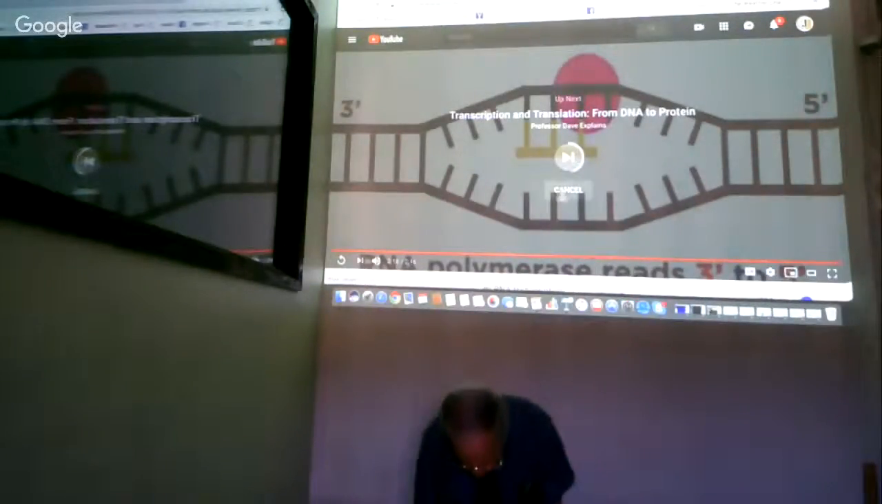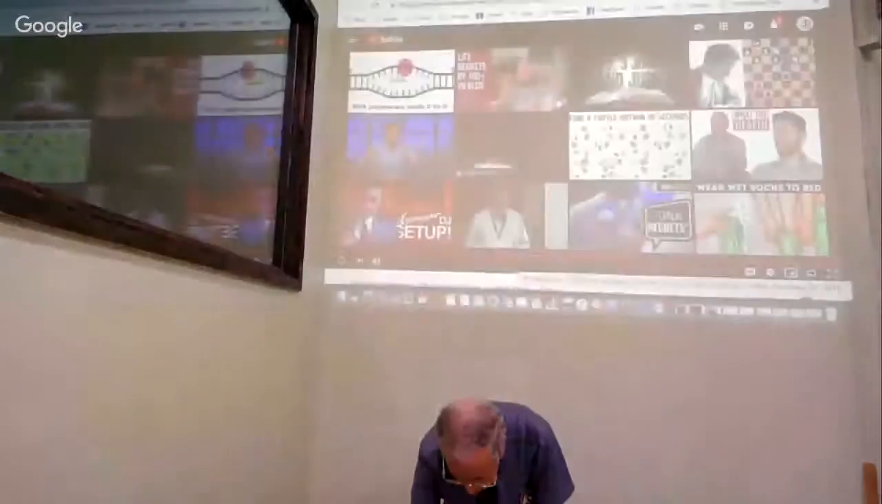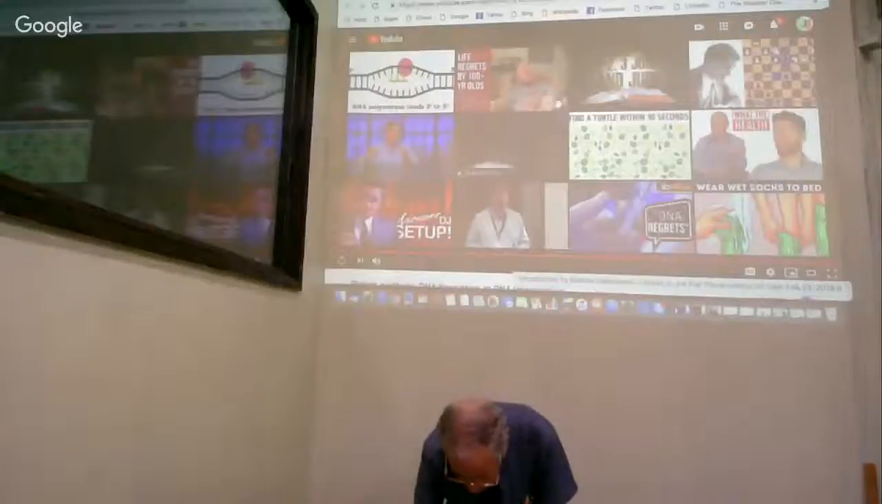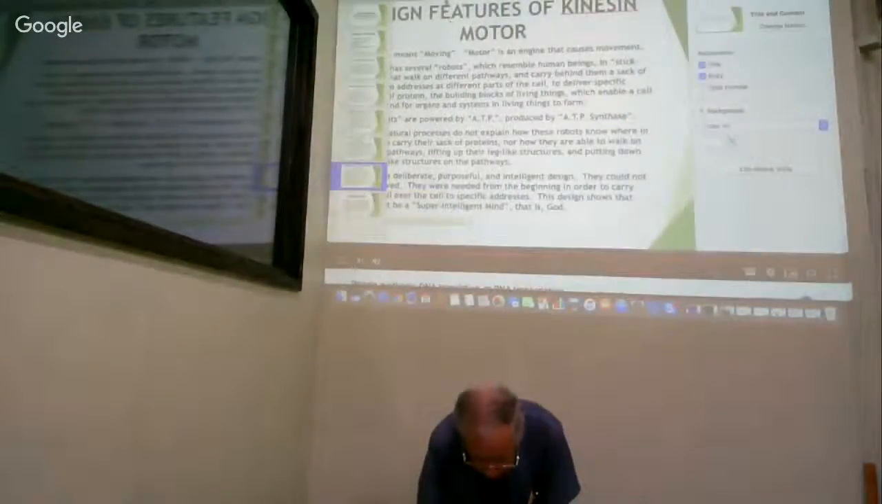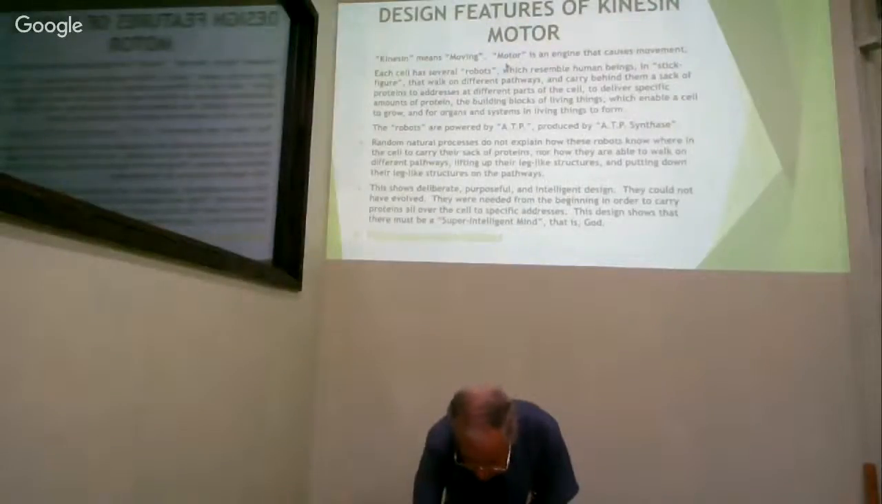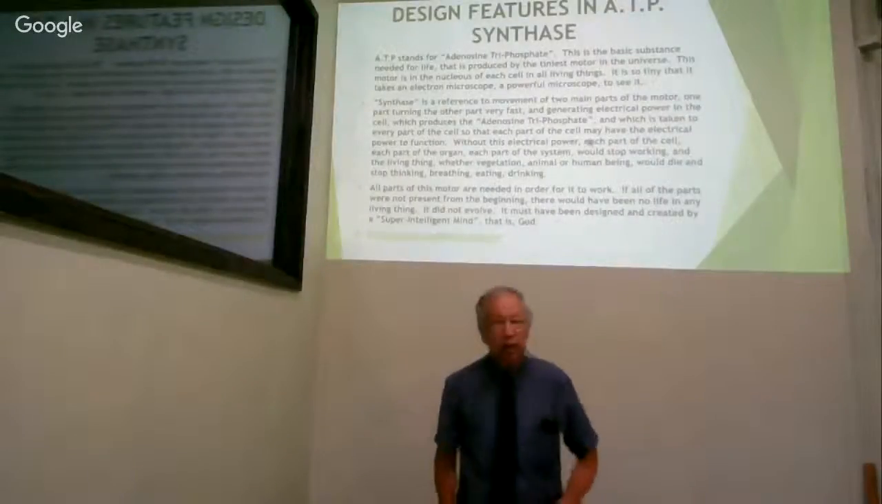So that shows quite detailed planning and could not have come by accident. Now the next design feature, not this one, but it's ATP synthase.